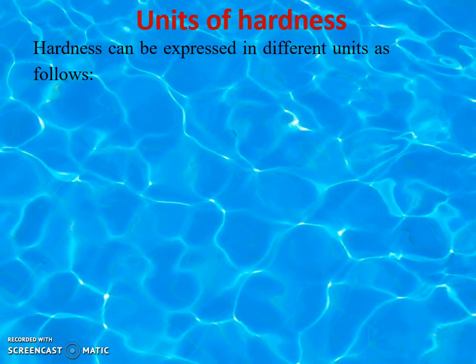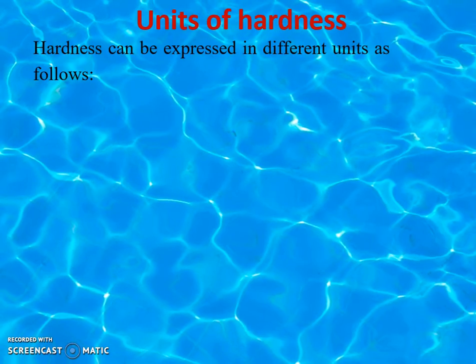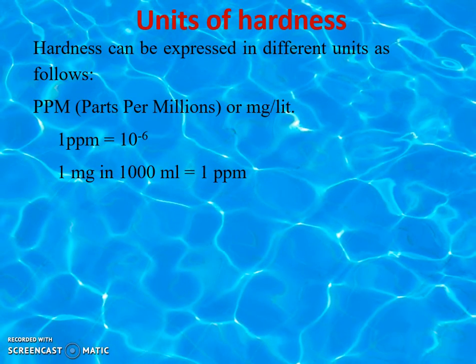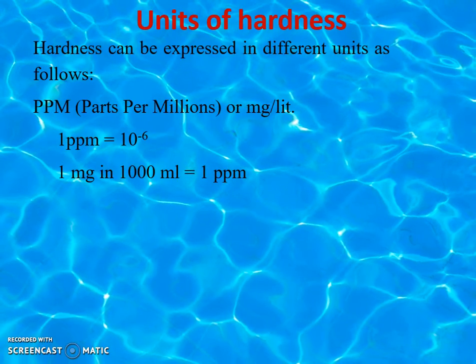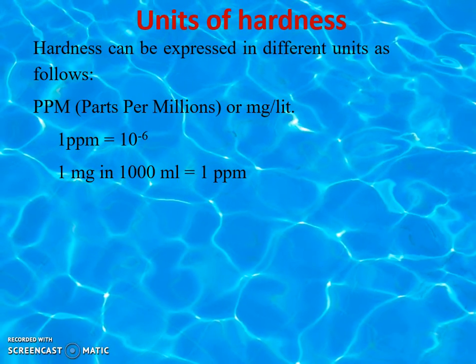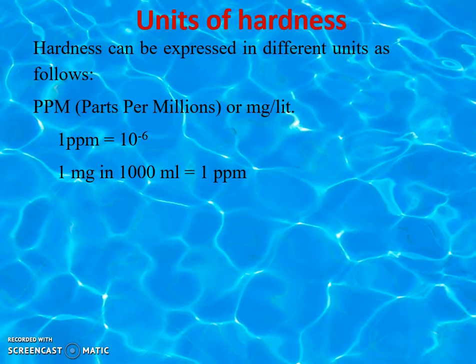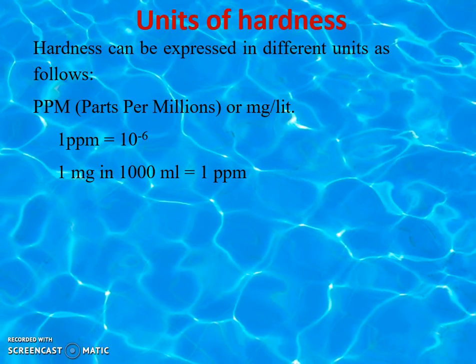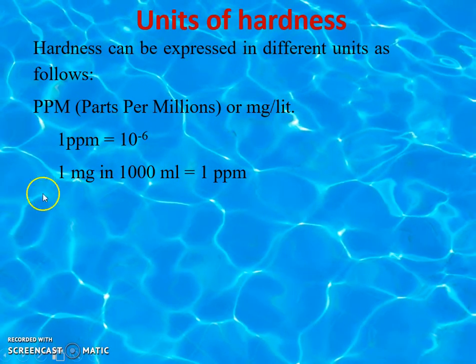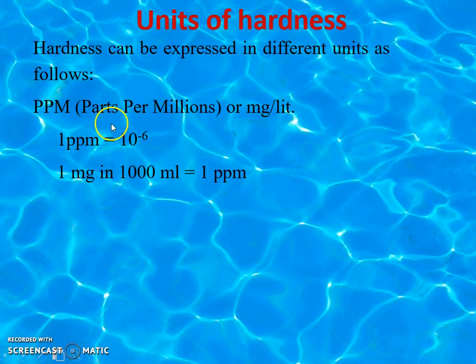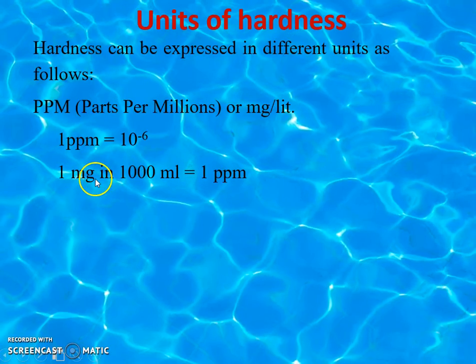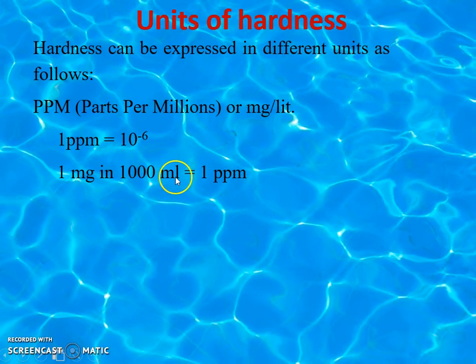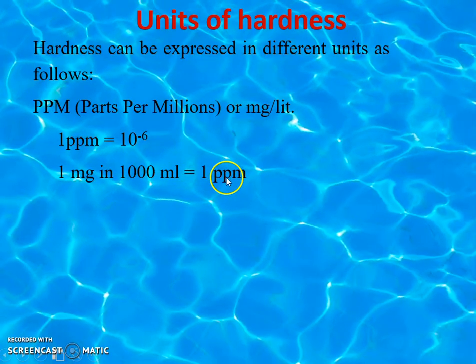Units of hardness. Hardness can be expressed in different units. The first unit is ppm. It is called parts per million, or you can write it as mg per liter, that is milligram per liter. So the conversion factor: 1 ppm is equal to 1 part in 10 raised to 6, and you can say 1 mg in 1000 ml is equal to 1 ppm.